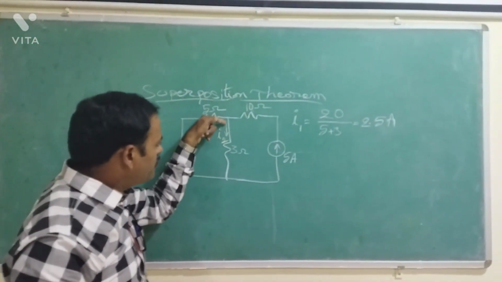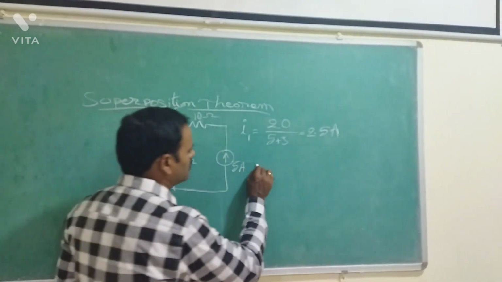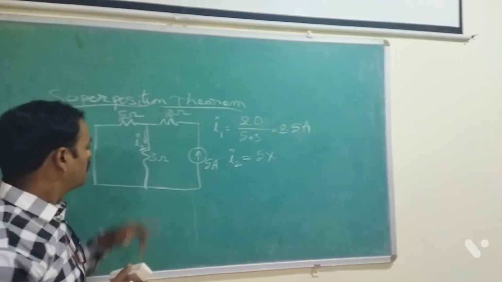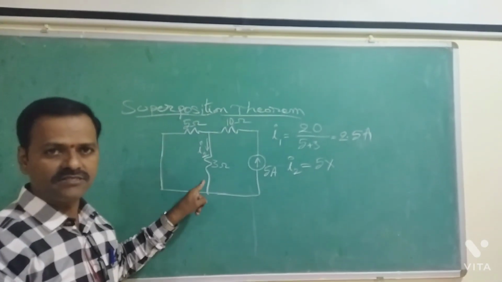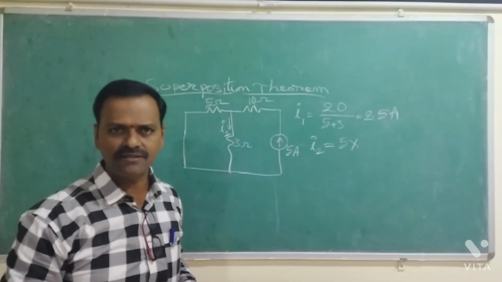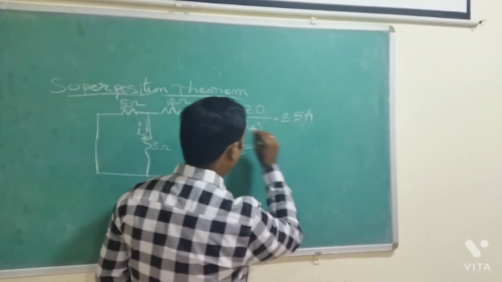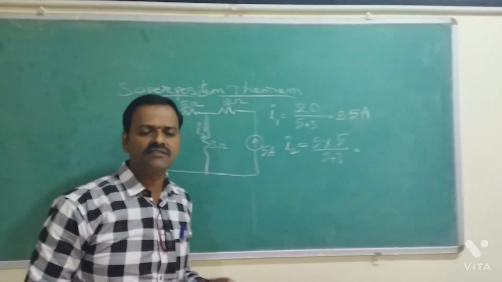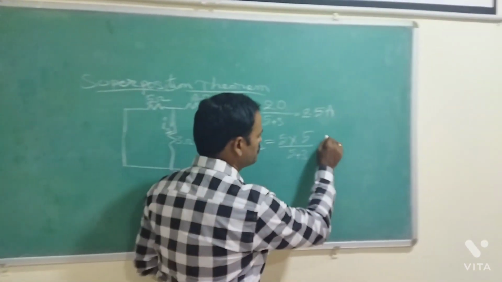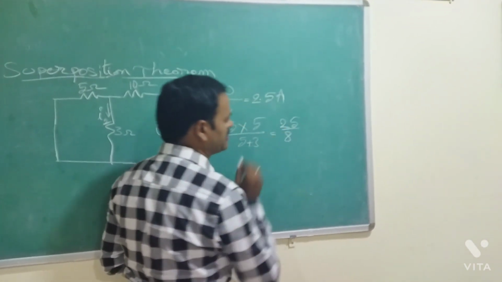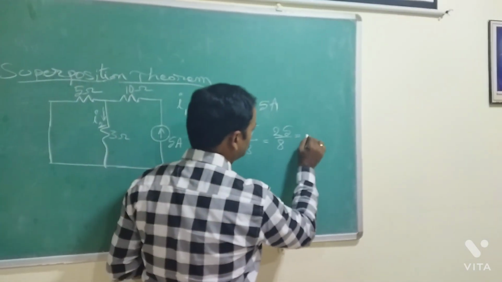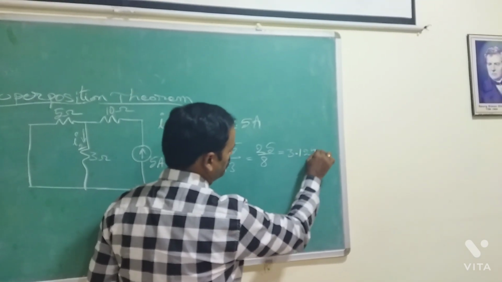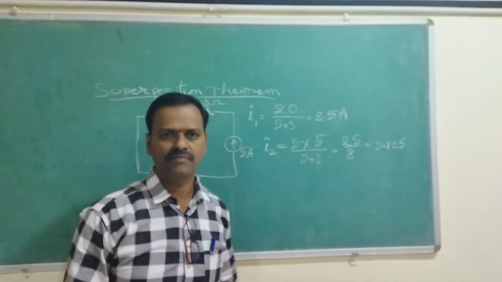What is the current flowing through this 3 ohms resistor? I2 is equal to the total current times the opposite resistance divided by the total resistance. That is the current division rule. We have already solved several examples on that. So 5 times the opposite resistance, 5, divided by the total resistance, 5 plus 3, which is 8. So that is 25 by 8, which becomes 3.125 amps.